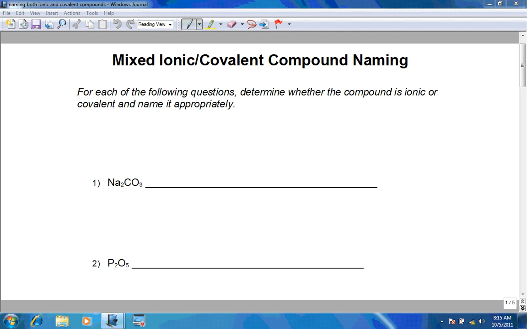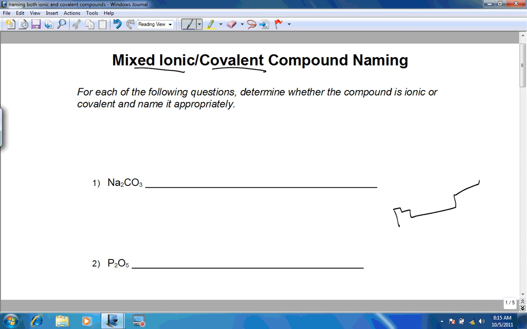Okay, this time we are going to be doing mixed ionic and covalent. That means before we do anything, we have to determine what kind of compound it is before we name it. And we do that by looking on the periodic table. So make sure you have your periodic table handy as you're doing this worksheet.